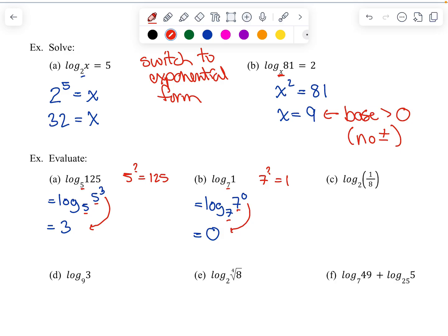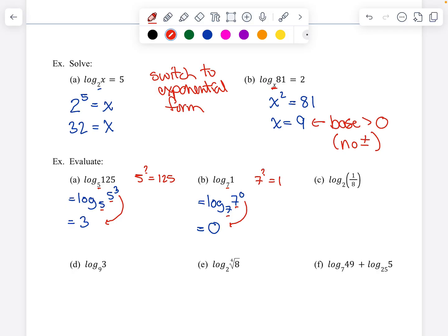If we try the next one, we end up with the same scenario. We're trying to figure out, how do I write 1/8 as a power of 2? In other words, 2 with what exponent is going to give us 1/8? What we need to think here is, how do I get fractions? And this is where, with our exponent rules, we need to remember that this would actually come from a negative exponent.